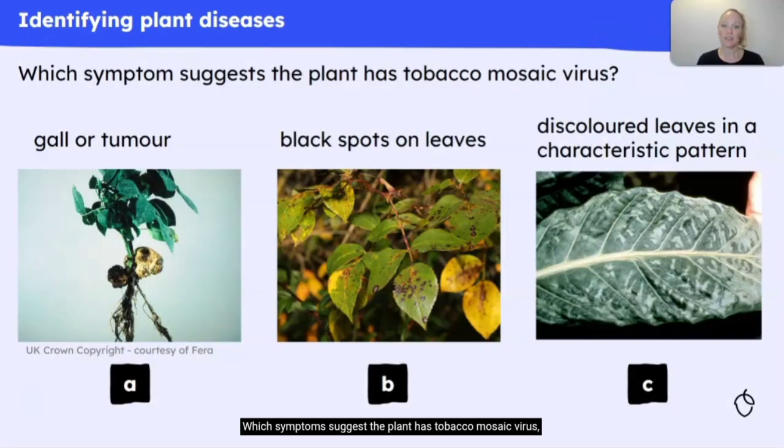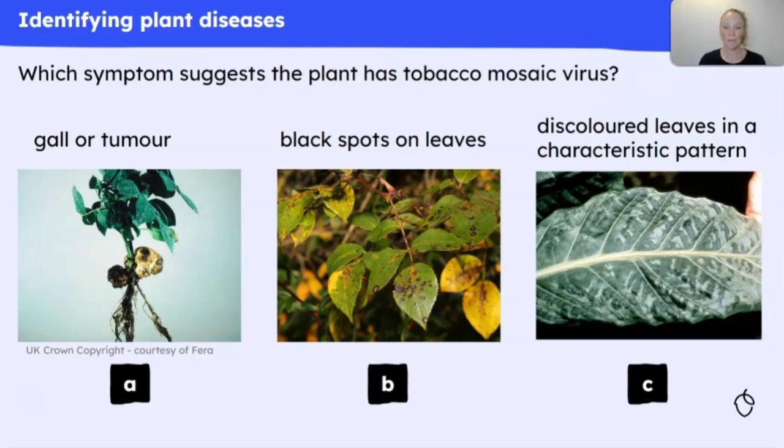Which symptom suggests the plant has Tobacco Mosaic Virus? Is it A, B, or C? I'll give you a moment to think about it, but if you need more time, please pause the video. And of course, what we have there is C, and that's the discoloured leaves in a characteristic mosaic pattern.